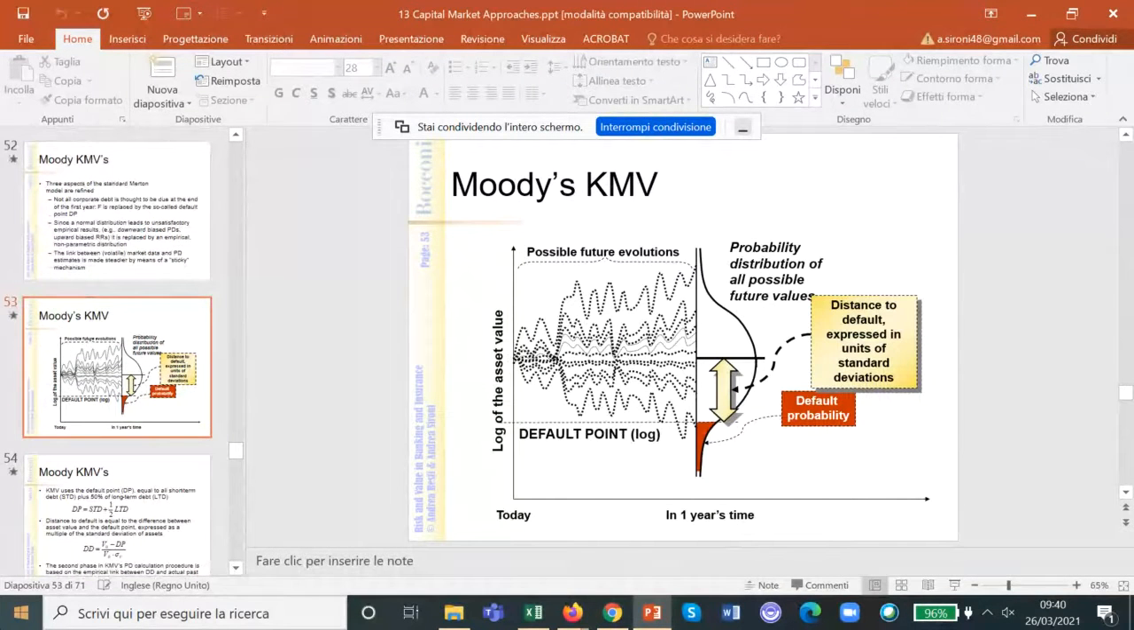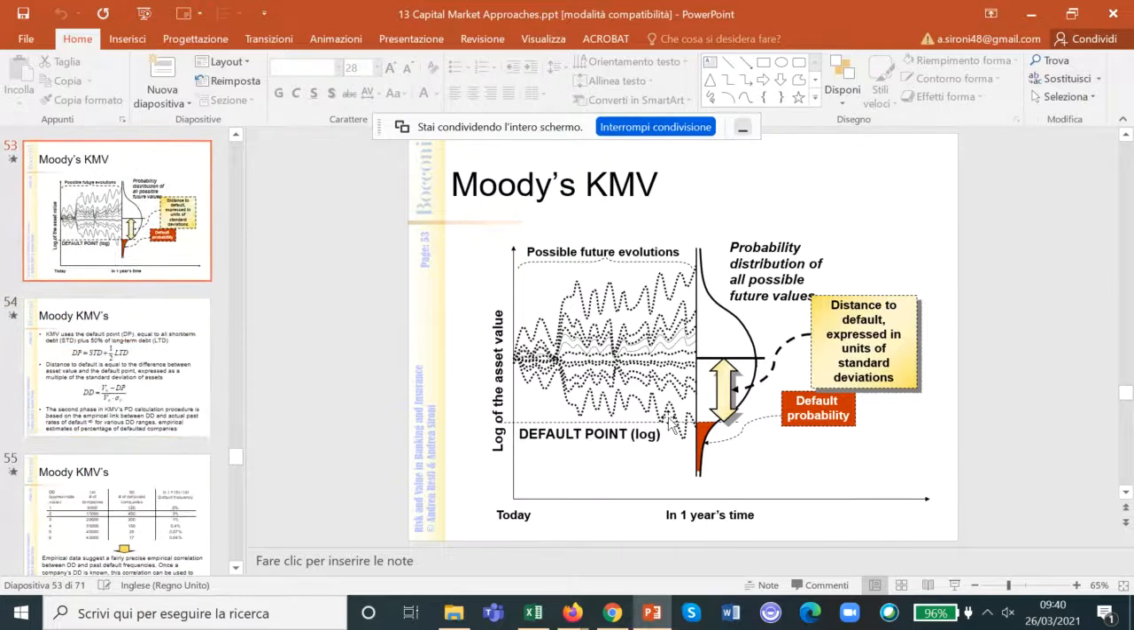Now, first of all, the KMV model introduces the concept of default point that you see here, okay? And the default point for the KMV model is not the face value of debt, it's not all the debt, but it's only the short-term debt plus half of the long-term debt. Okay, you have it in the next slide, don't worry.